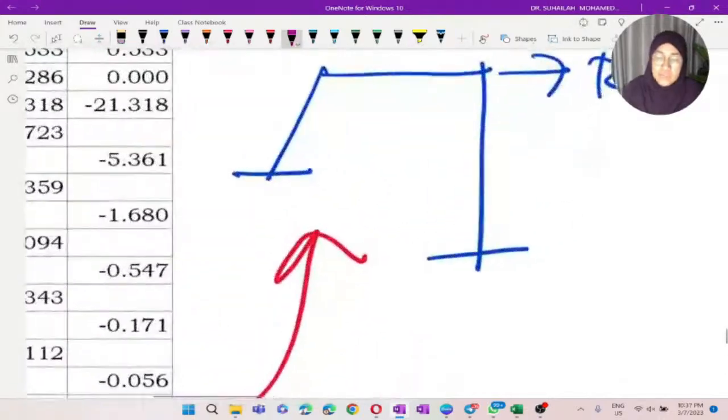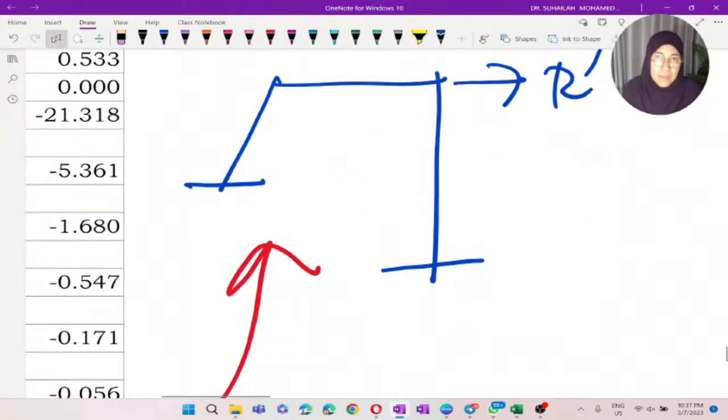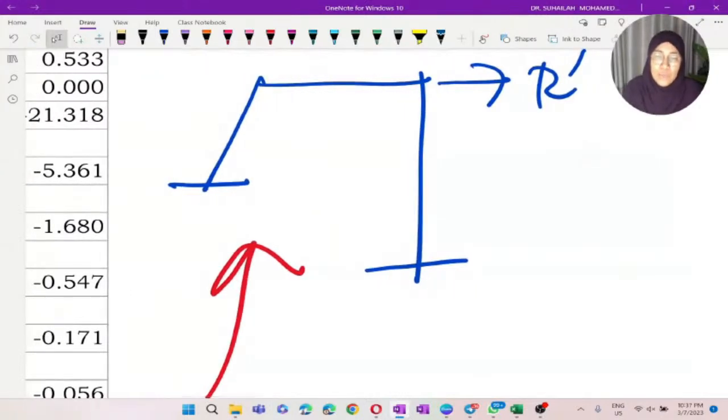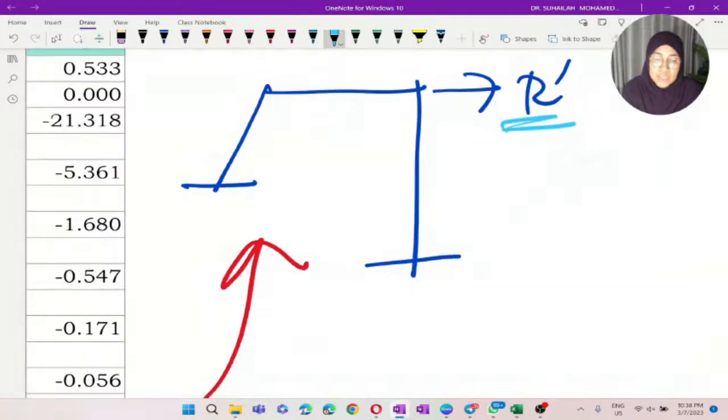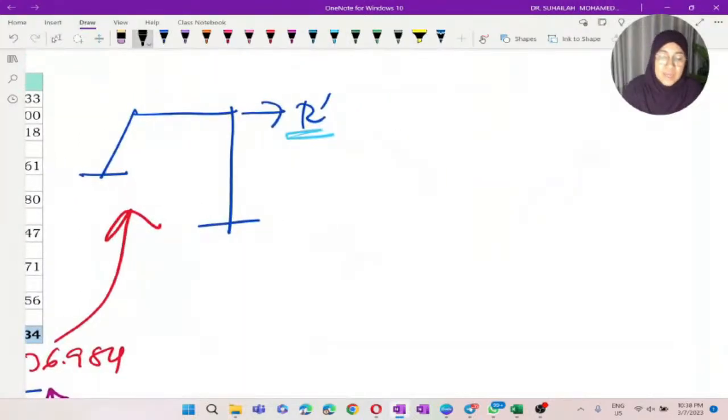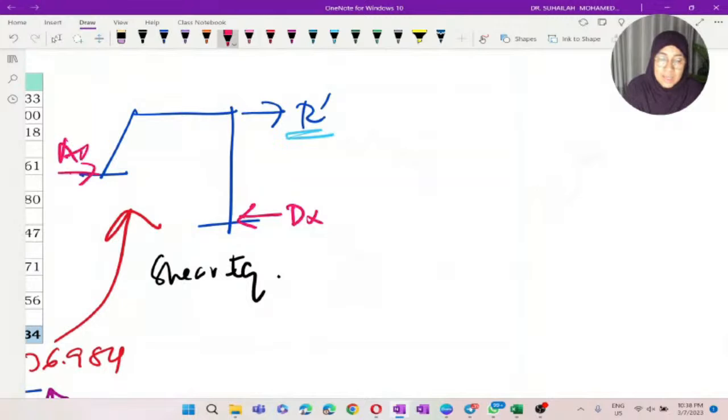This is the diagram for the Sidesway frame. From this, we know that we want to calculate the R prime value, so we have to write the equation in order to calculate R prime. The equation is called the shear equation. The shear equation means we have to include all horizontal forces, including this DX and this AX, and all will be labelled as prime.